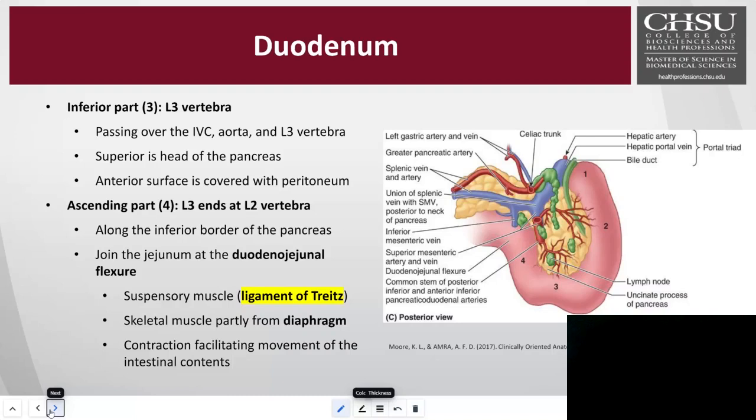Then we have part 3. This is going to be right at the L3 vertebra, and then highlighting the key structures that it passes over: the IVC. It also passes over the aorta, and then the L3.